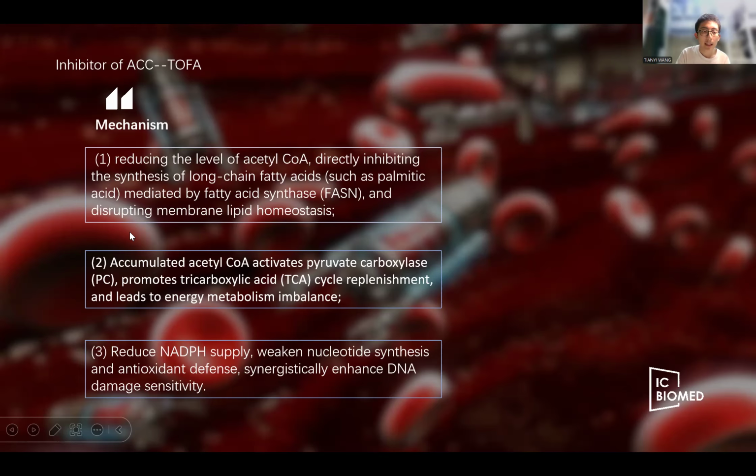The second one is that the accumulated acetyl-CoA activates pyruvate carboxylase, promotes tricarboxylic acid cycle replenishment, and leads to energy metabolism imbalance. And otherwise, it will reduce NADPH supply, affecting nucleotide synthesis and antioxidant defense, synergistically enhancing DNA damage sensitivity.